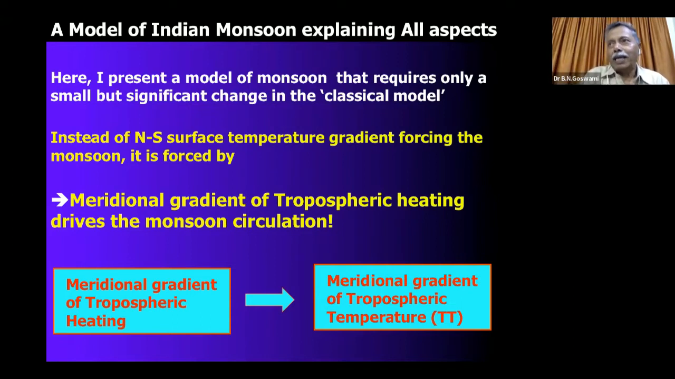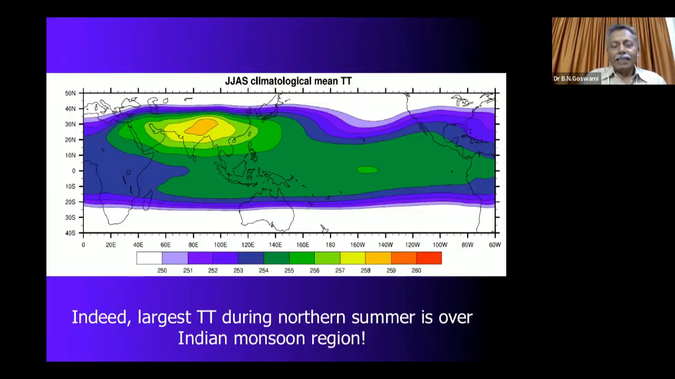You can derive this, you can make a lot of measurements and then finally deduce this. But temperature is something that we can measure, and the heating results in a warmer tropospheric temperature, and that tropospheric temperature gradient can be a surrogate for the meridional gradient of the tropospheric heating, and can therefore be used as a driver for the monsoon winds. And that we can see from the climatological tropospheric temperature.